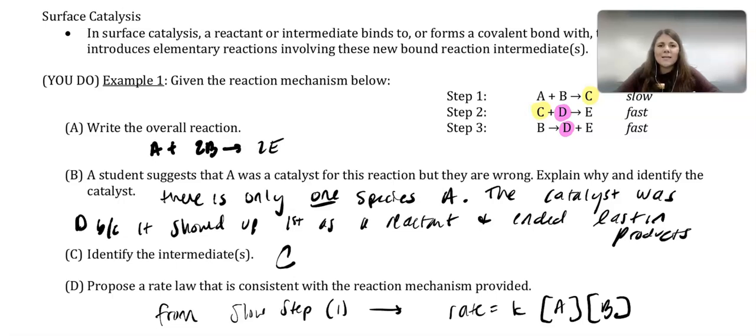Lastly, propose a rate law that is consistent with the reaction mechanism. Looking at my slow step, my rate law would be rate equals k, A to the first order, and B to the first order as well.